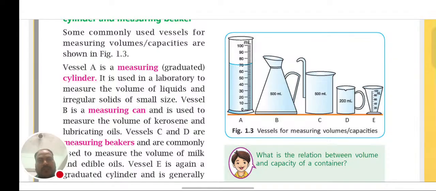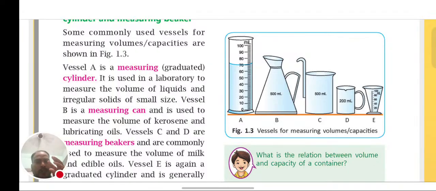So first, vessel A is a measuring graduated cylinder. It is used in a laboratory to measure the volume of a liquid and of an irregular solid of small size. Why are we using a graduated cylinder or measuring cylinder? We use it in the laboratory to find the volume of any given liquid, as well as the volume of an irregular solid of small size.